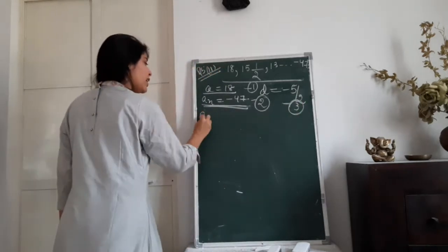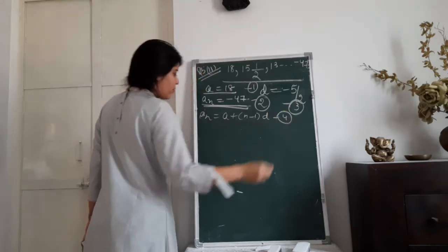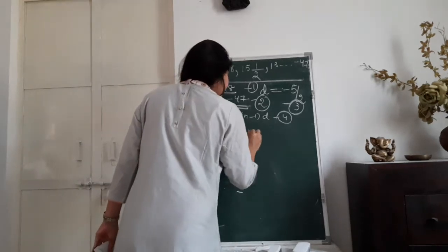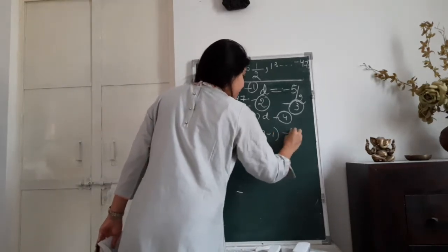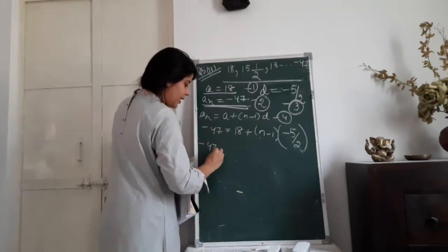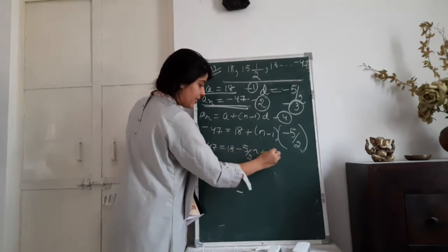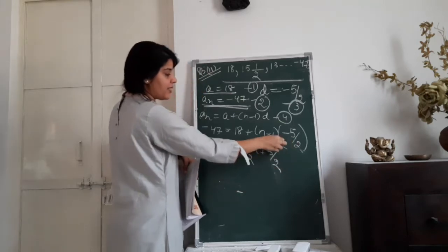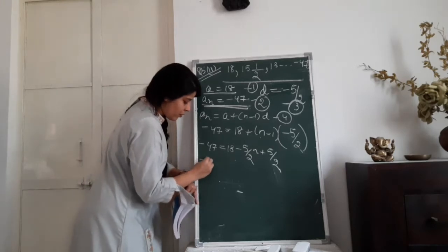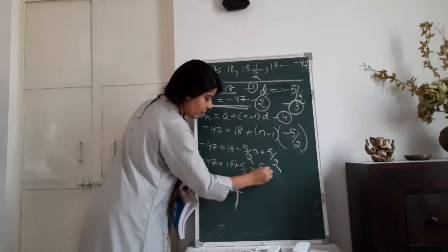Using 1, 2, 3 and putting in equation 4, an is minus 47, a is 18 plus (n minus 1) into minus 5 by 2. Then minus 47 equals 18 minus 5 by 2 n plus 5 by 2, because this is minus, so this will become minus and minus will become plus. So minus 47 equals 18 plus 5 by 2 minus 5 by 2 n.